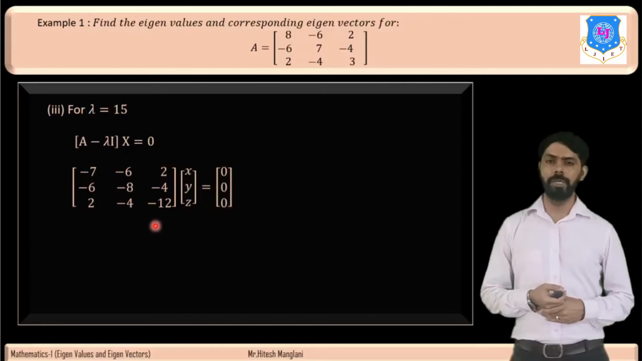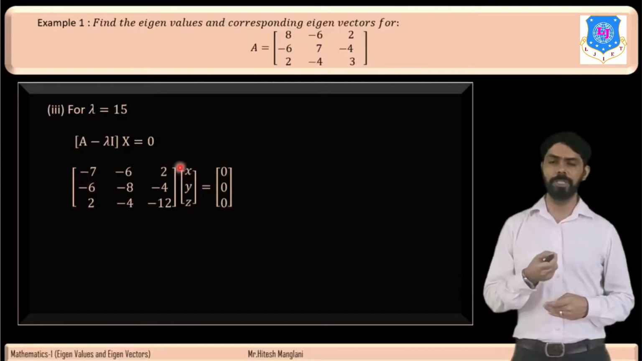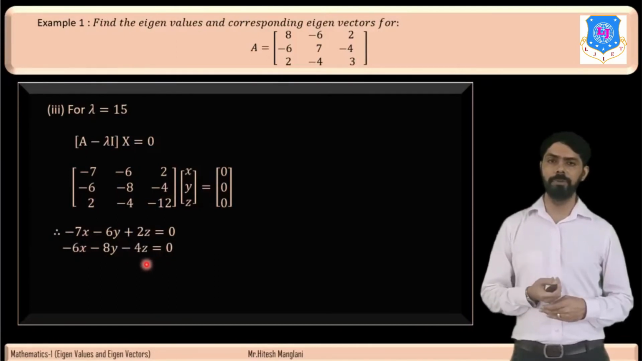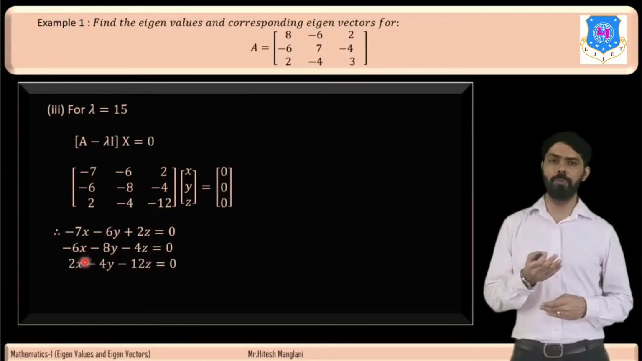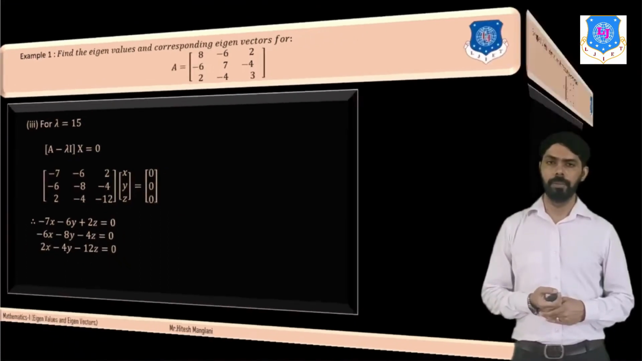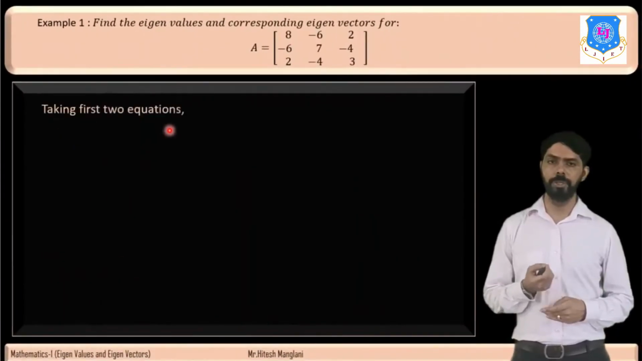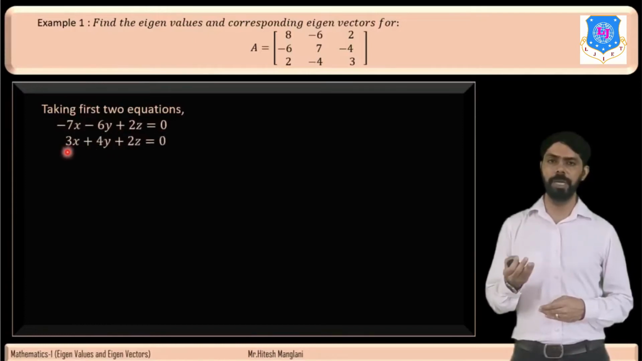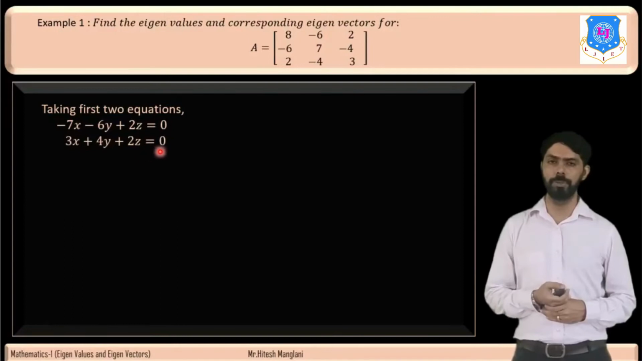Now if we write down the equations from this matrix, then the first equation will be minus 7x minus 6y plus 2z is equal to 0. Then the second equation will be minus 6x minus 8y minus 4z is equal to 0. And the third equation will be 2x minus 4y minus 12z is equal to 0. Now taking the first two equations. The first equation is minus 7x minus 6y plus 2z is equal to 0. And the second equation will be 3x plus 4y plus 2z is equal to 0.